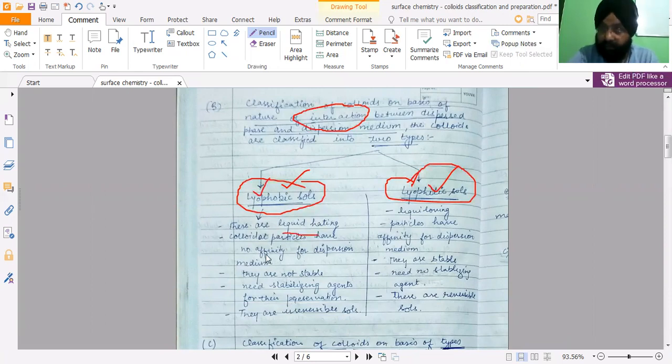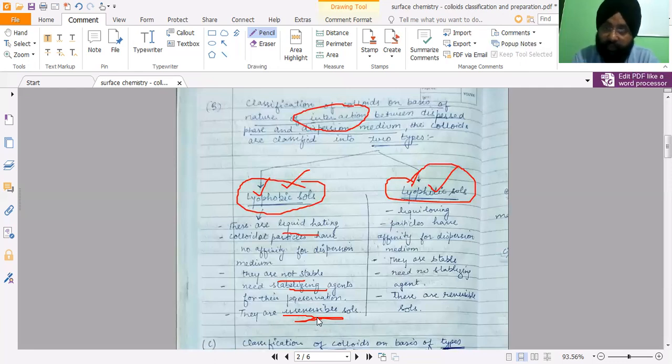Dispersed phase particles do not have affinity for the medium in which they are suspended. So these are not stable, and they need a stabilizing agent for their preservation or preparation. They are irreversible. Irreversible means once they are coagulated, they cannot be changed back to the original form of the colloidal system. Lyophobic colloids generally get disturbed even with a small quantity of electrolytes, right?